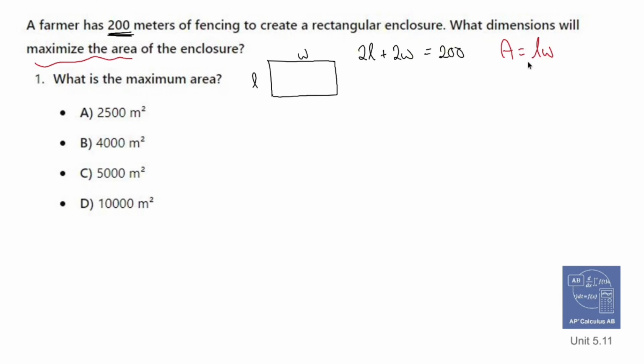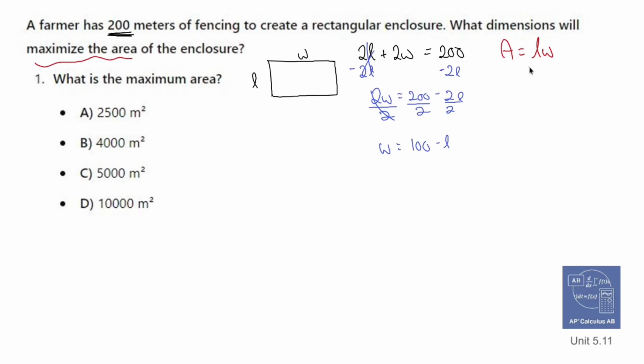Now, my job is to maximize this, which means I want to take the derivative of that. Right now, I don't want to because there are 2 different variables. Oh, but since I have this equation, I could solve this equation for L or W, plug it into that guy, and I only have 1 variable to deal with. So let's do that. Let's solve it for W. Let's subtract 2L. 2W equals 200 minus 2L. Divide everything by 2. W equals 100 minus L.